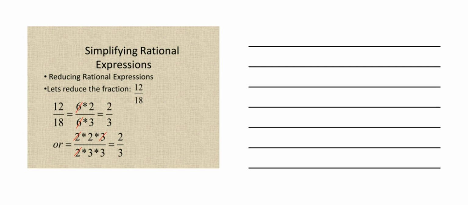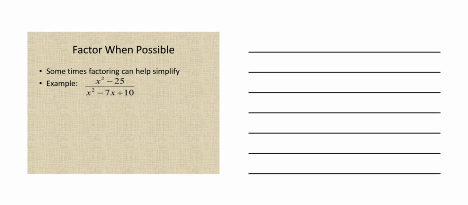Likewise, we have a 3 on top, 3 on the bottom. We can cancel each other out. So therefore, we have left 2 over 3, or 2/3, just as we have at the end once again. So more than one way to simplify. Be aware of that. And likewise, when you're trying to factor, sometimes you can simplify by factoring.